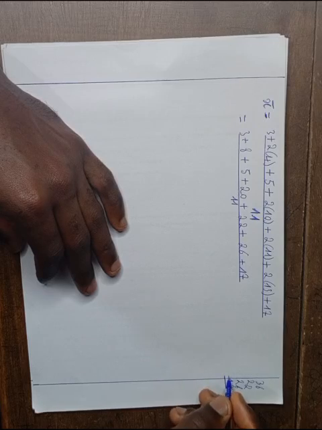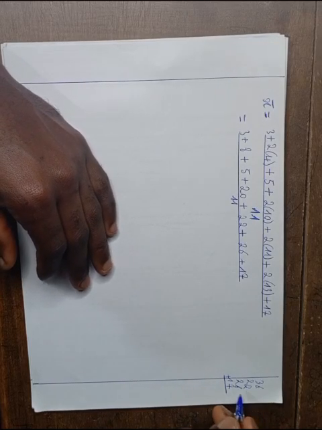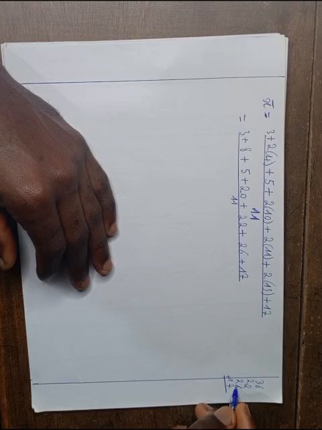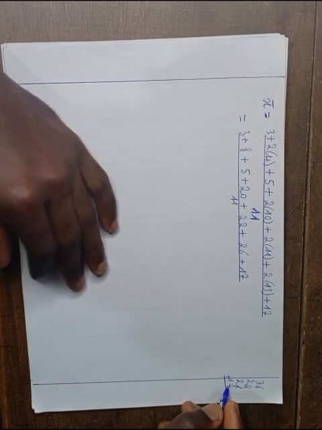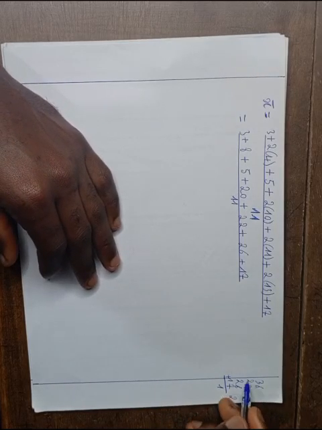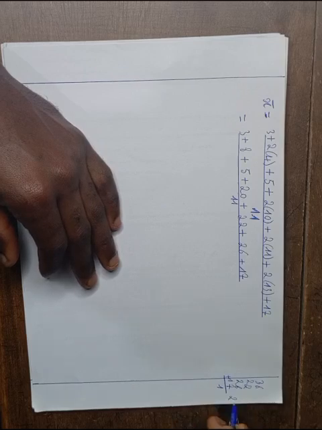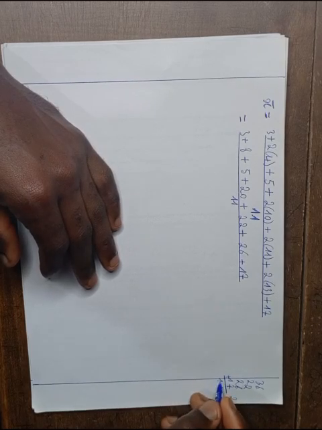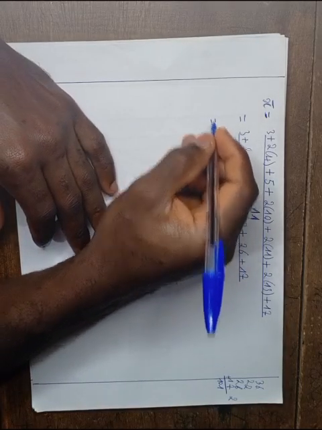Let's perform the addition. 6 plus 2 gives us 8. 8 plus 6 gives us 14. 14 plus 7 gives us 21. So we are going to write down 1, we carry 2. 3 plus 2 gives us 5. 5 plus 2 gives us 7. 7 plus 1 gives us 8. 8 plus 2 gives us 10.